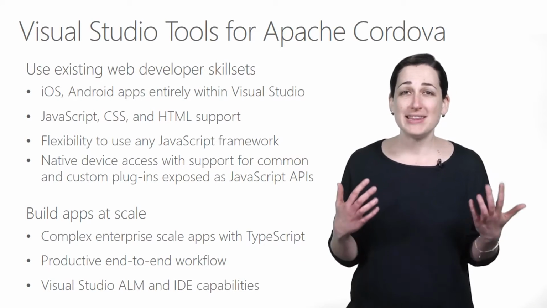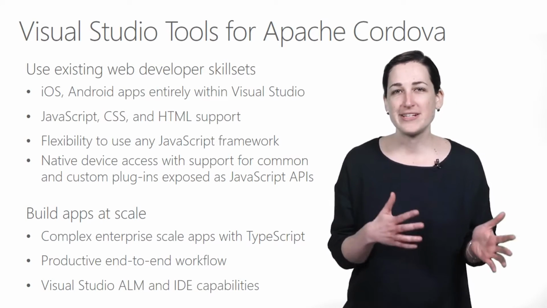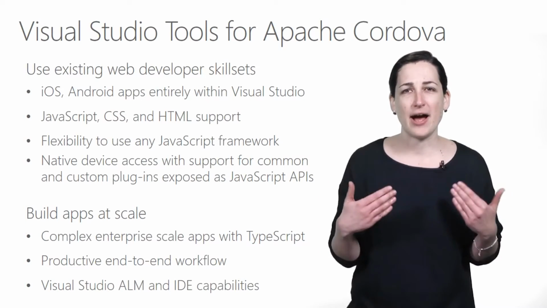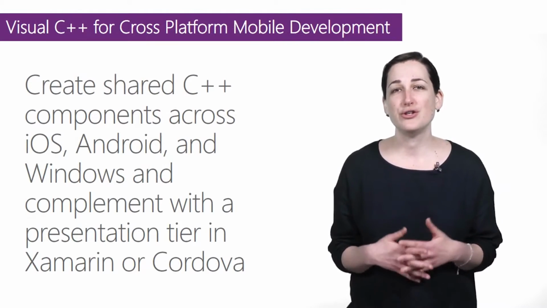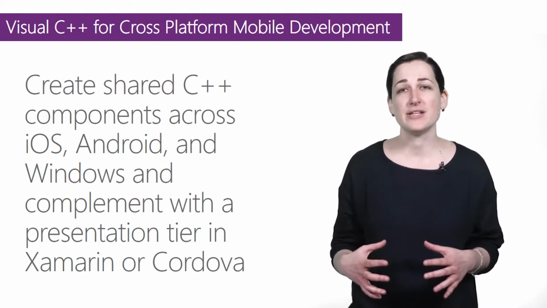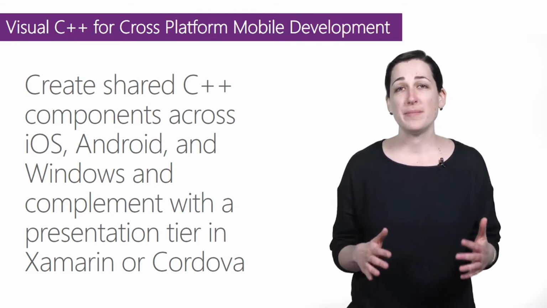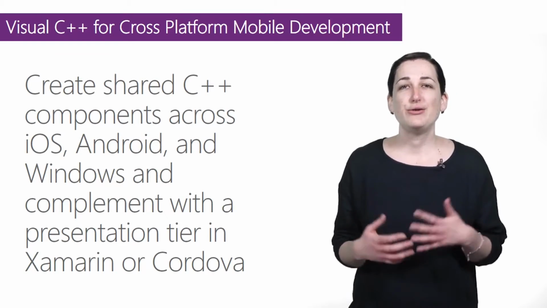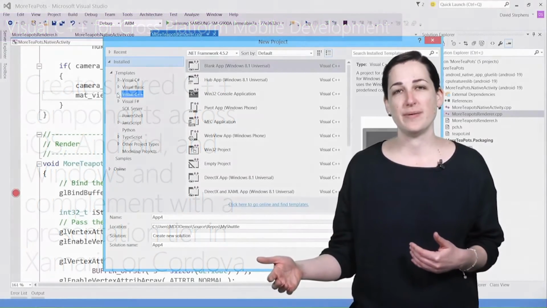You can also create these apps with TypeScript, an extension to JavaScript which supports the productivity and scale of statically typed languages, which is very handy for apps that can get very complex. New in this preview, you can create shared C++ components that will work across iOS, Android, and Windows and complement with the presentation tier written in Xamarin or Cordova. You can also run existing native C++ apps and attach the Visual Studio debugger.